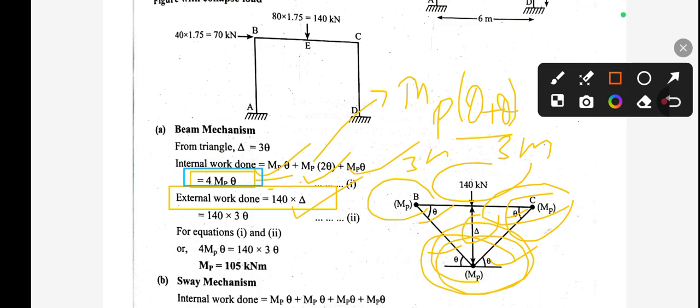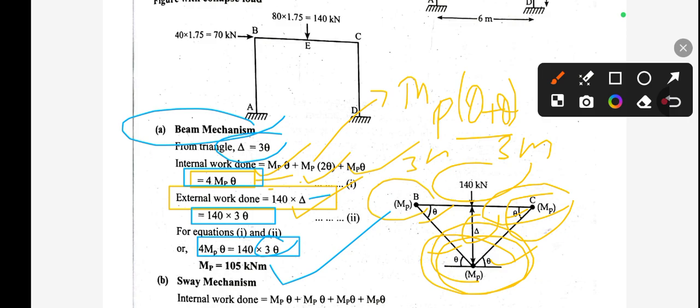Okay, this 4 MP theta is the external work done, and this 140 into 3 theta is the internal work done. We have to equate these. After equalizing, we get the value of MP, that is 105 kilonewton meter. In the place of delta we have taken this 3 theta, so we have written it over here. So finally, from the beam mechanism we get the value of MP, that is 105 kilonewton meter.